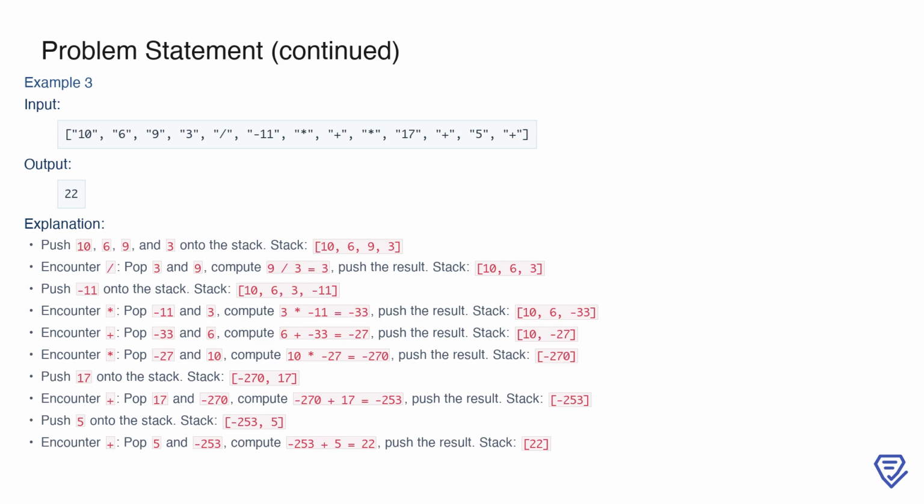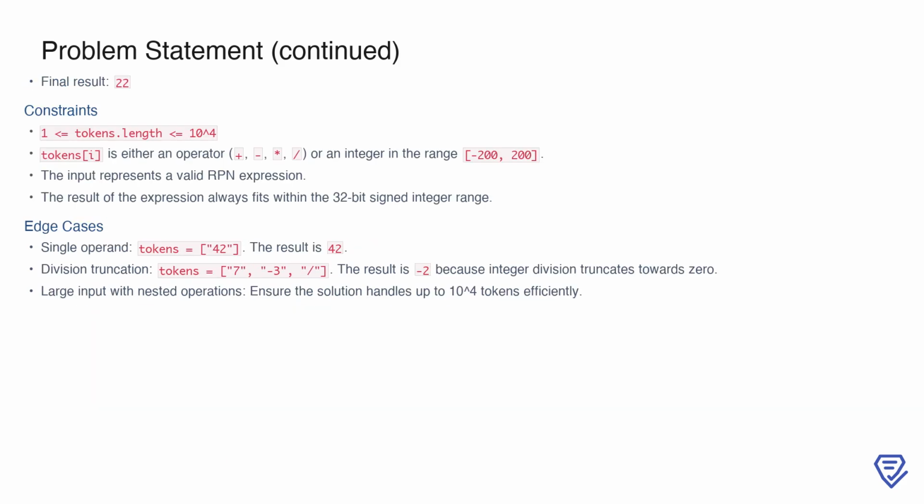Moving forward, the plus operator pops minus 33 and 6, computes 6 plus minus 33, and pushes minus 27 onto the stack. The asterisk operator then pops minus 27 and 10, computes 10 asterisk minus 27, and pushes minus 270 back onto the stack. Finally, we push 17, compute minus 270 plus 17, push the result, minus 253, then push 5, compute minus 253 plus 5, and end with the final result, 22. The final result of this complex calculation is 22.